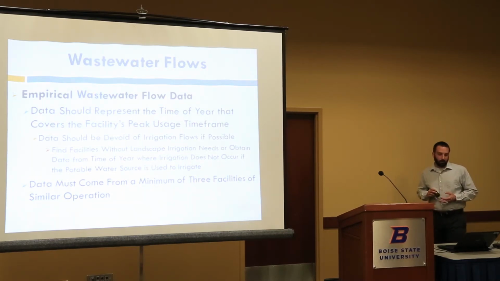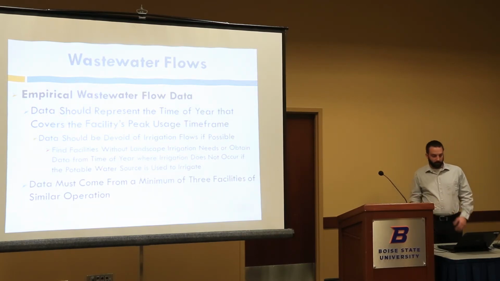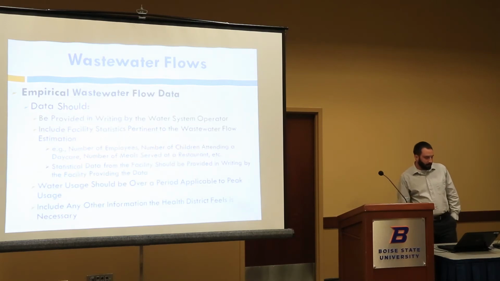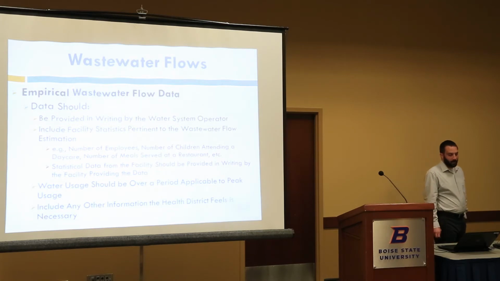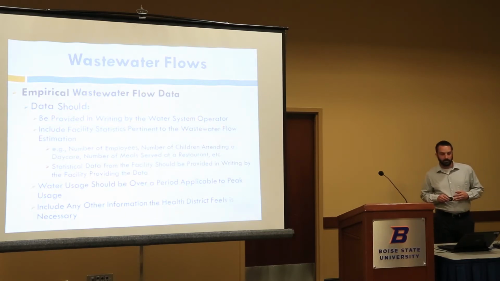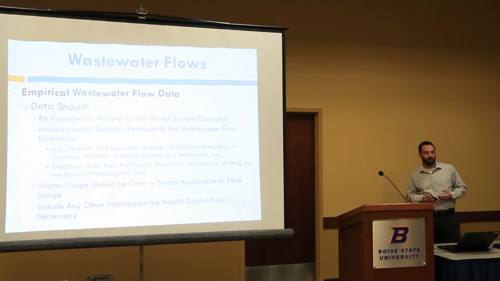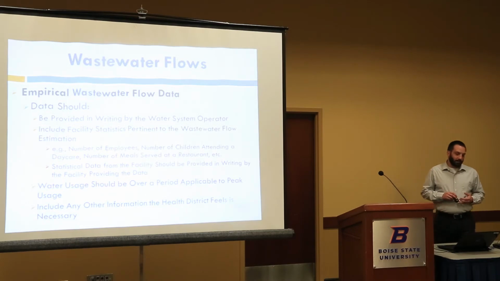And data does need to come from a minimum of 3 facilities of similar operations. So we don't want just one facility. We're looking for 3. That data needs to be provided in writing by the water system operator. And it should include the facility statistics that are pertinent to that flow estimation, like the number of employees and so on. That data should be obtained from the facility and provided to you in writing. So we're basically just looking for verification that those are actual numbers and not just something that's written down in a notebook and provided to the districts, so that it's actually factual.